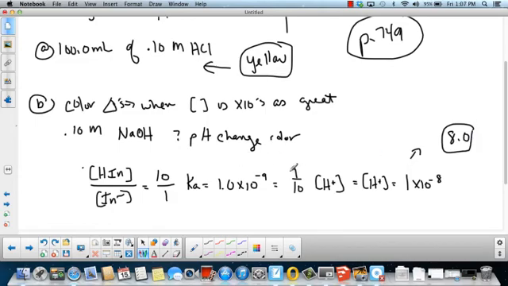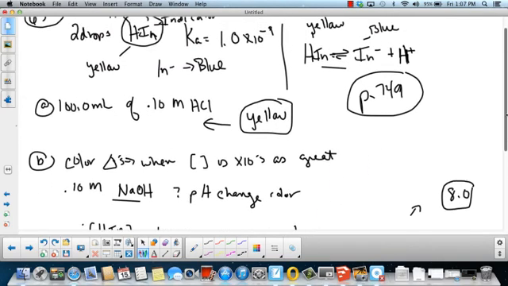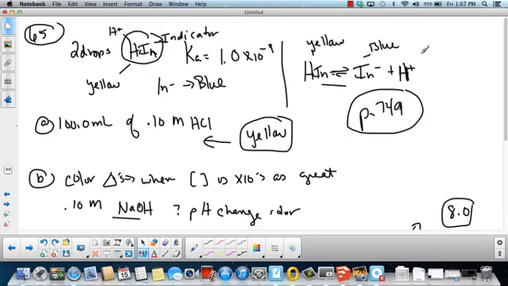It's a reach, so don't spend too much time worrying about it. The big thing is, can you understand, particularly in part A, that if I add more of this, it's going to force it to shift back and will make it yellow, and vice versa. All right, I'm going to do one more here.